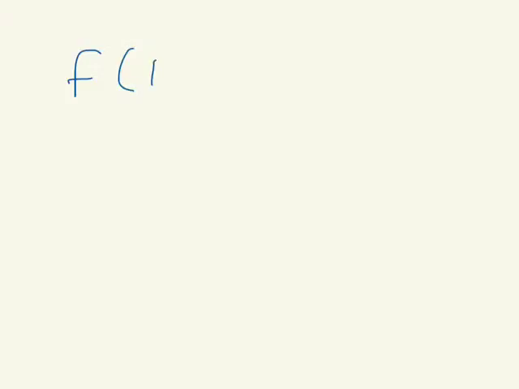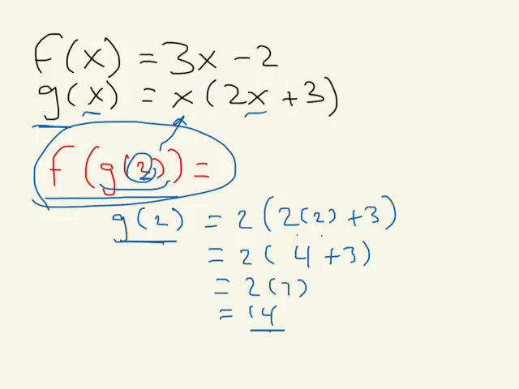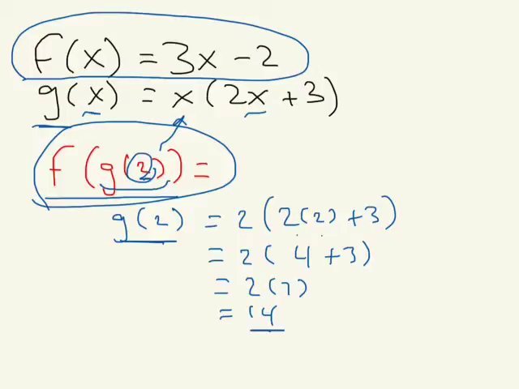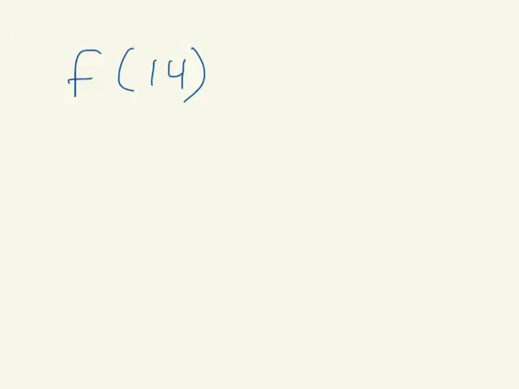f of 14. Okay, and remember, f of x equals 3x minus 2. So let me rewrite that on this page. So remember, f of x was equal to 3x minus 2. So now we have f of 14, so we just have to finish the job.